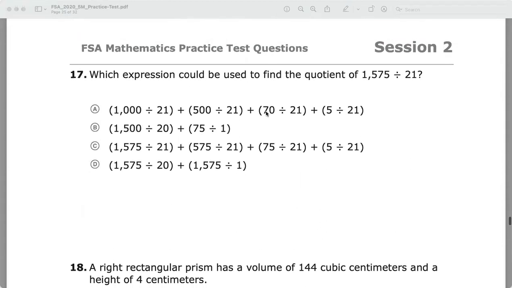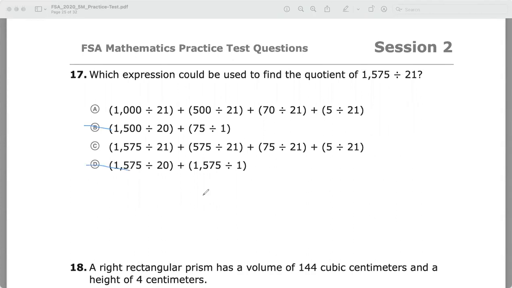Which expression could be used to find the quotient of 1,575 divided by 21? So we're dividing it by 21, not by 20 plus 1. So I'm going to cross off B and D because those are not going to be correct.